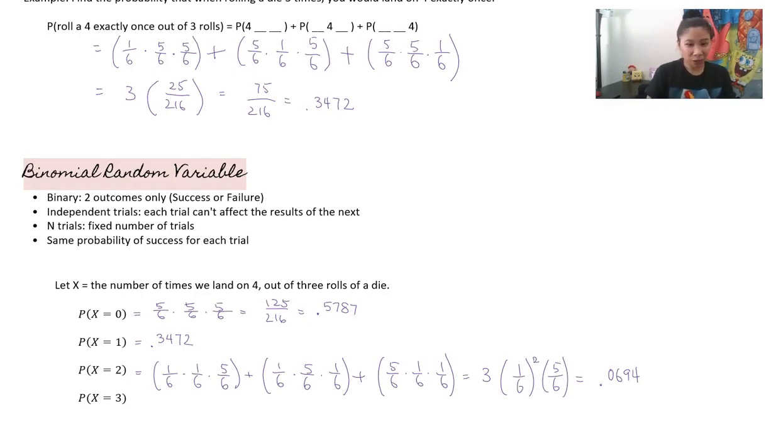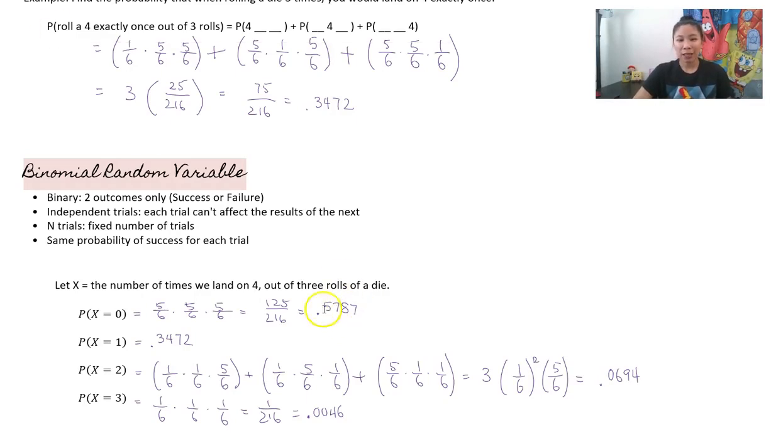Okay, and then the last one, for getting a 4 all 3 times, there's only one way to do this, which would be to get a 4, and then a 4, and then another 4. So that probability ends up being 0.0046, or not even 1%. That makes sense because it's pretty rare to get a 4 3 times in a row.